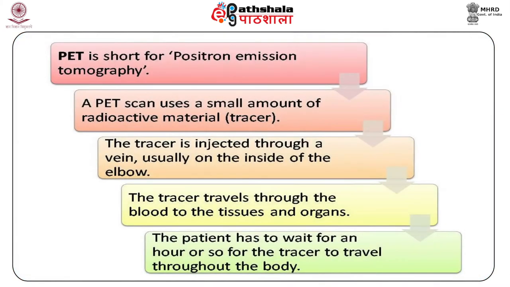PET stands for positron emission tomography. A PET scan uses a small amount of radioactive material, which is the tracer. The tracer is injected through a vein, most often on the inside of the elbow. The tracer travels through the blood to the tissue and organs. The patient has to wait for an hour or so for the tracer to travel throughout the body.